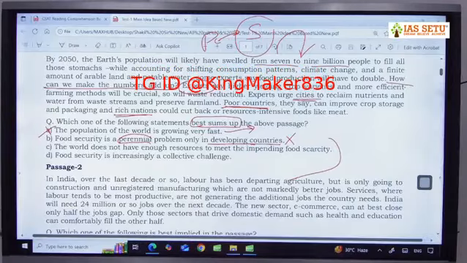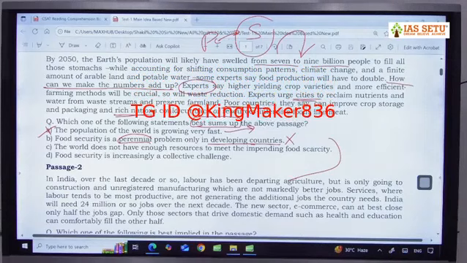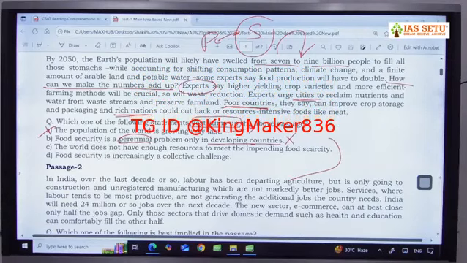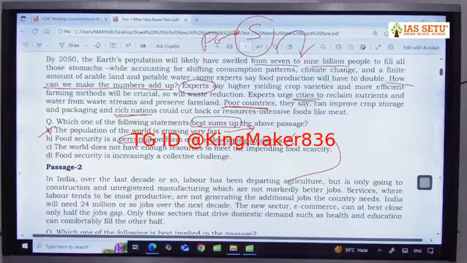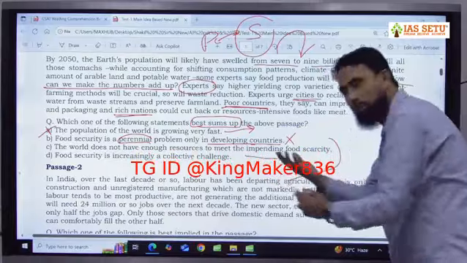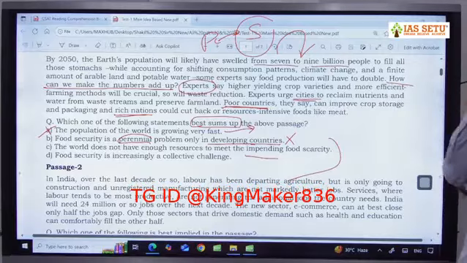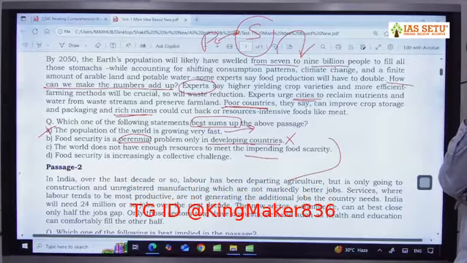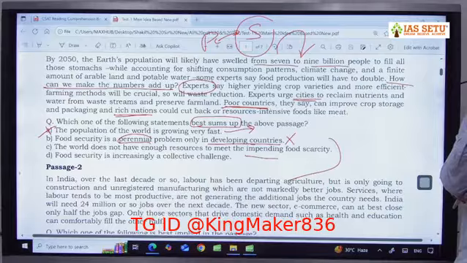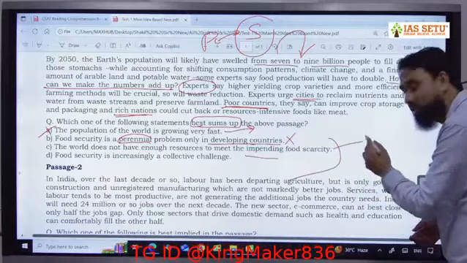You please tell me why C is wrong. बात जो कह रहा है वो है पैसेज में लेकिन रॉन्ग क्यों है? The world does not have enough resources to meet the impending food. Impending means approaching, upcoming. बात तो सही कह रहा है. We don't have. But why is it wrong? Because solution is not there. It is only confined to problem.